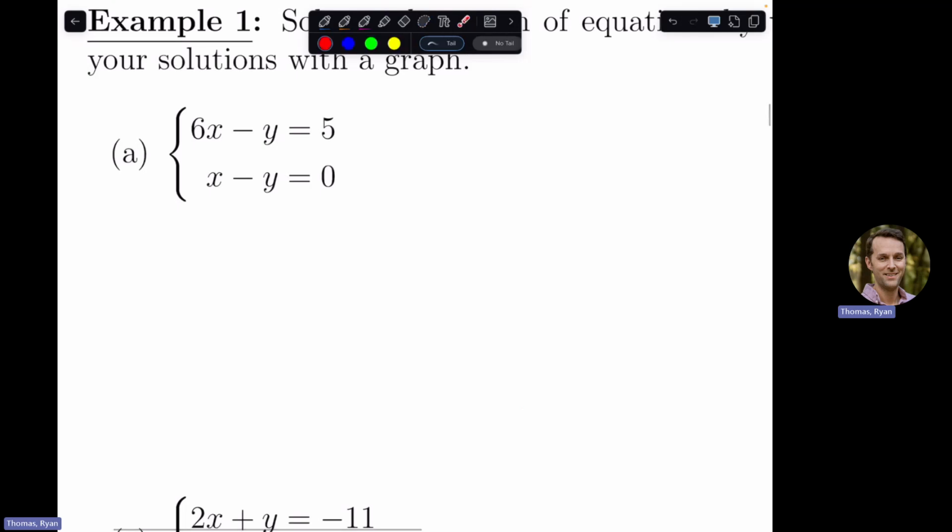So first of all, just looking at these two equations, do you see anything? Does anything jump out at you? 6x minus y equals 5 and x minus y equals 0. Okay. Multiply this by 6. If we multiply that by 6, what happens?